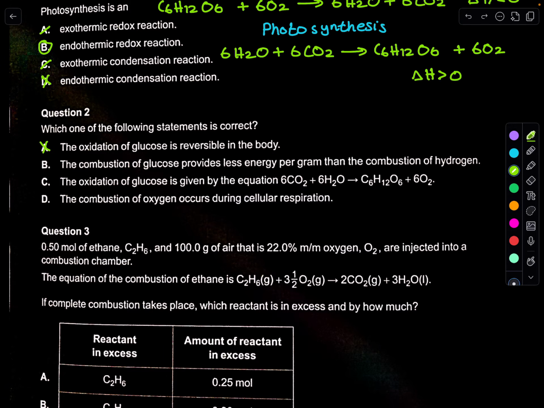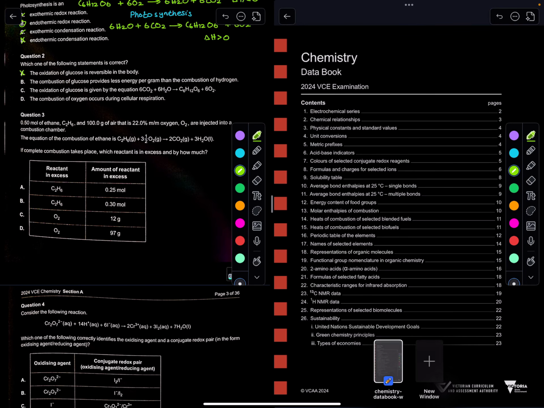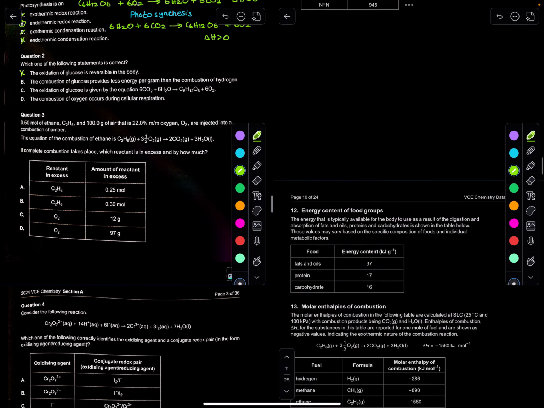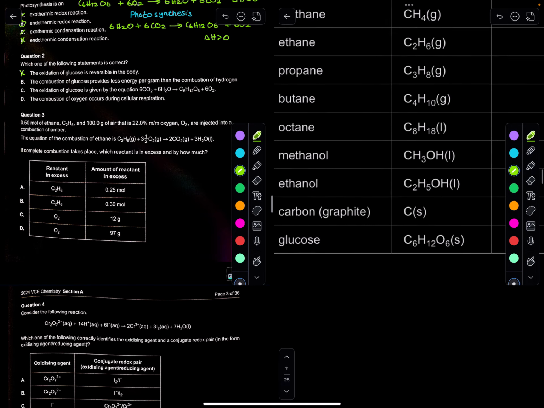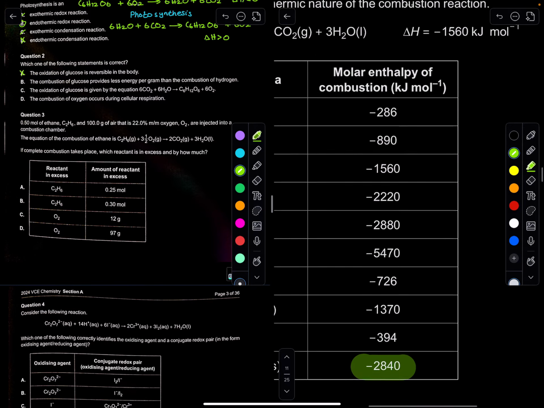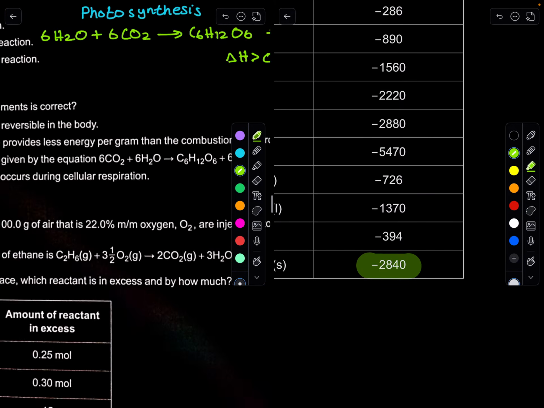The combustion of glucose provides less energy per gram than the combustion of hydrogen. We can check that actually. Going in our data book, what is the glucose? So glucose, so it's per gram, yep. Here it is. So glucose is right over here. And of course that's in kilojoules per mole. To change it to kilojoules per gram, we just have to do this.